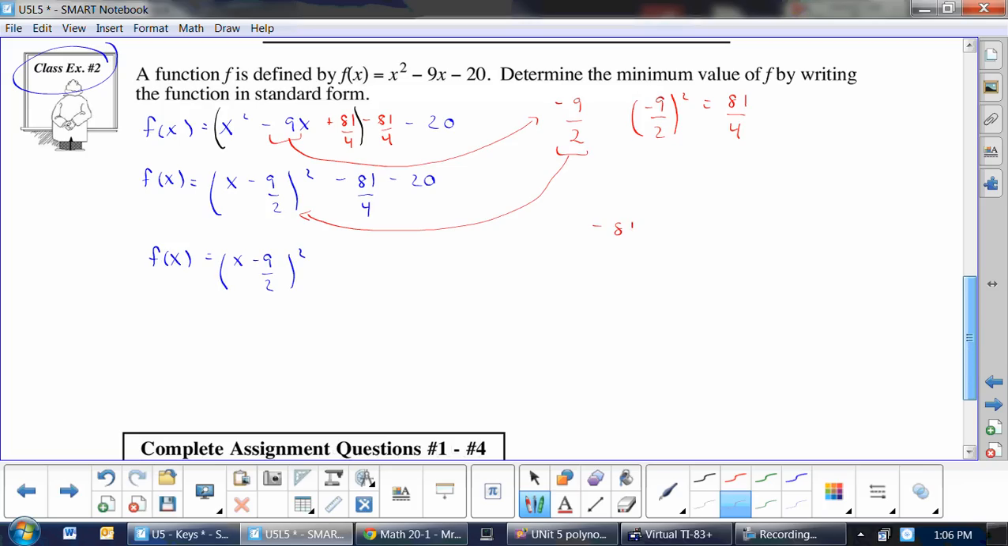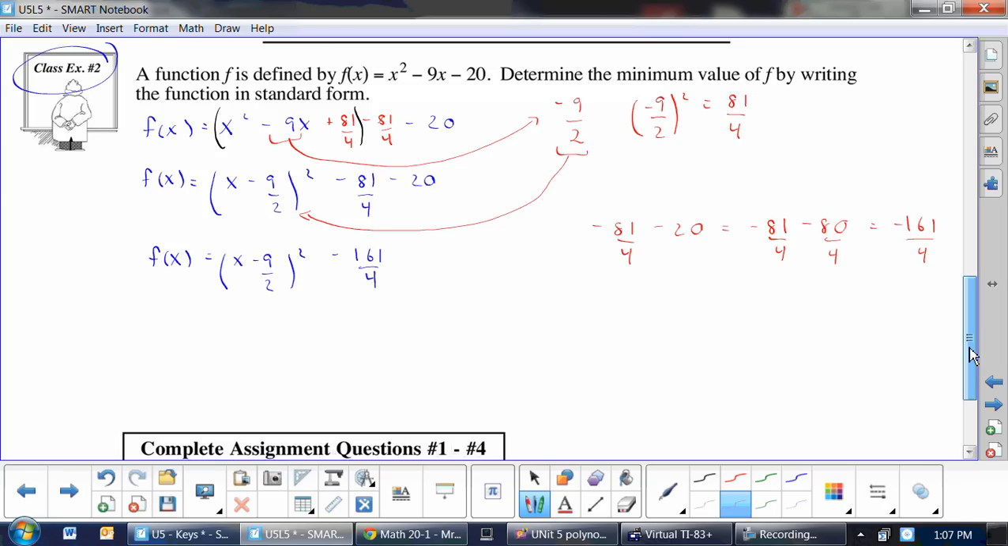And then, okay, so we have 81 over 4 minus 20. We know that's the same as 81 over 4 minus 80 over 4. And it's minus 161 over 4. Yeah, so, because you divide it by 2 and then you square that number, right?